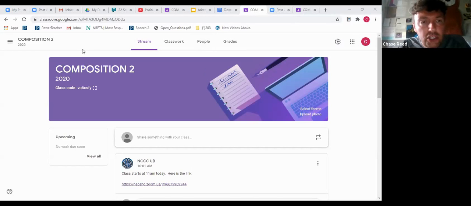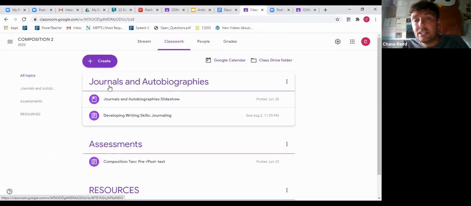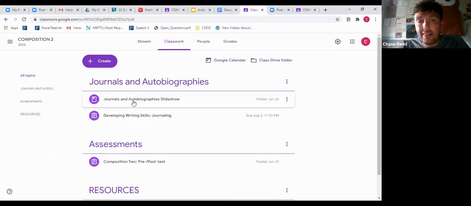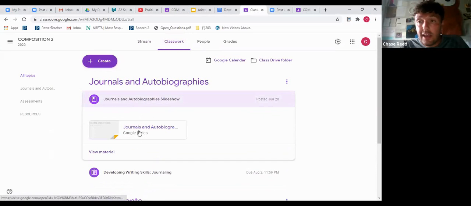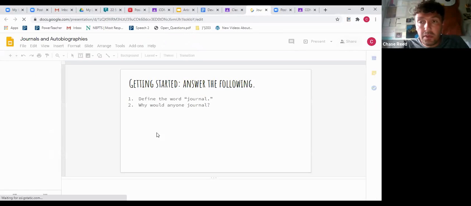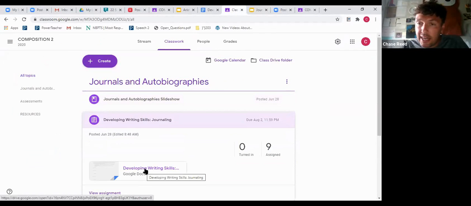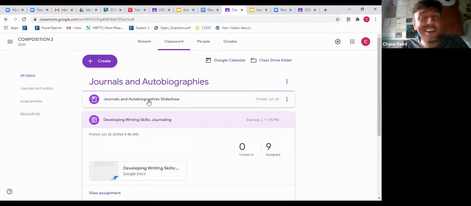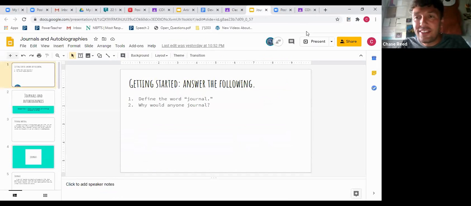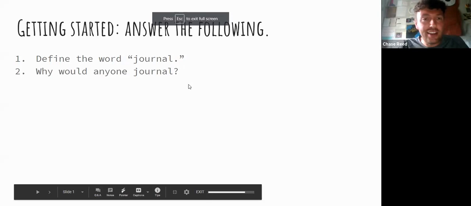So let's go back to the composition classroom on Google. And you see where it says stream. We're looking at the stream here. I'm going to click on classwork. And do you see journals and autobiographies? You'll have 2 things underneath that. The first is the materials. That is the slideshow that I'm going to take you through. And the second would be the assignment, which you're going to start working on today. I don't think this is going to take us very long. So it's kind of good that that activity lasted a little longer than I thought. All right, so let's get started. And I will present this to everyone.